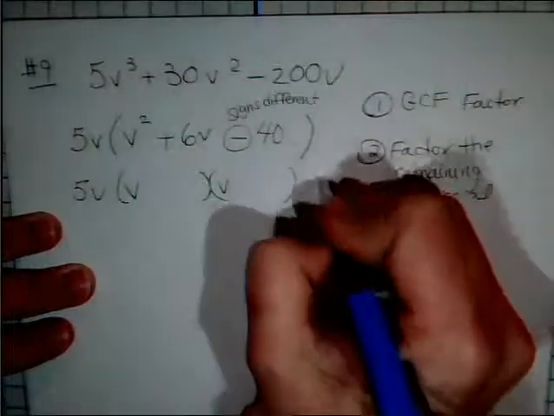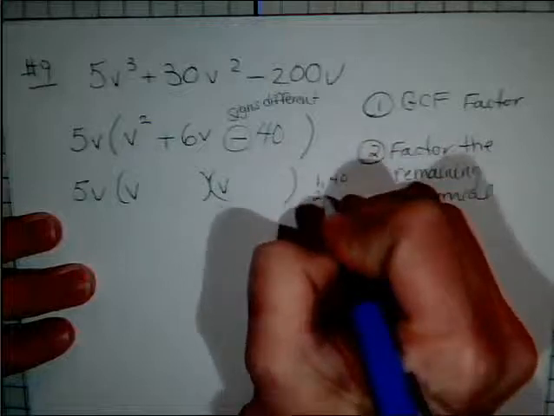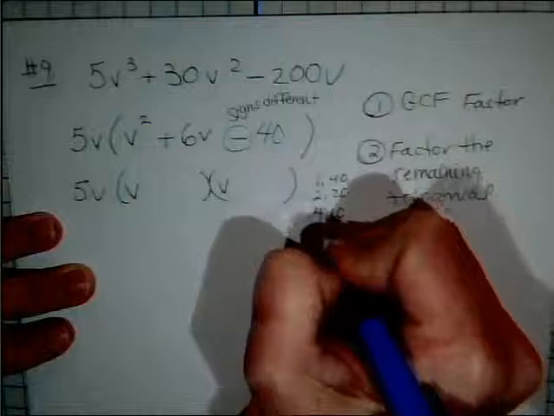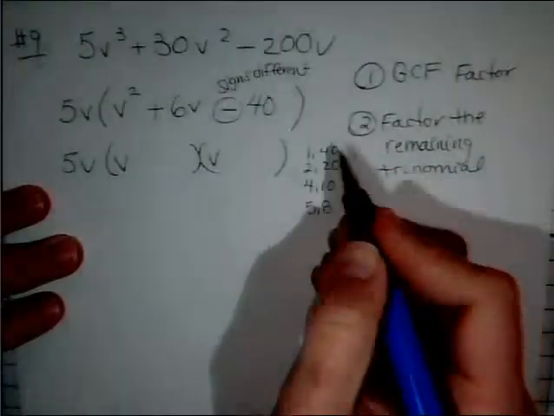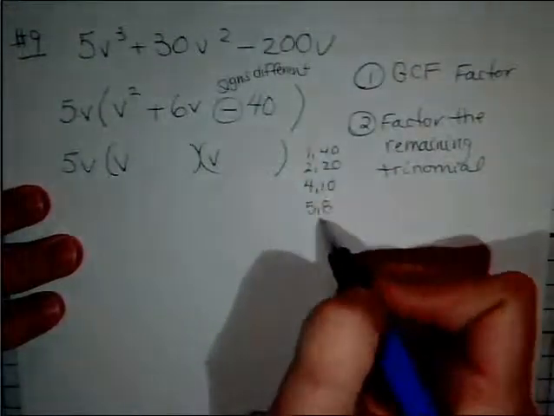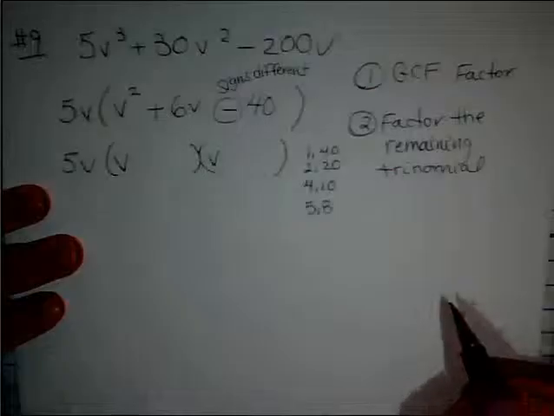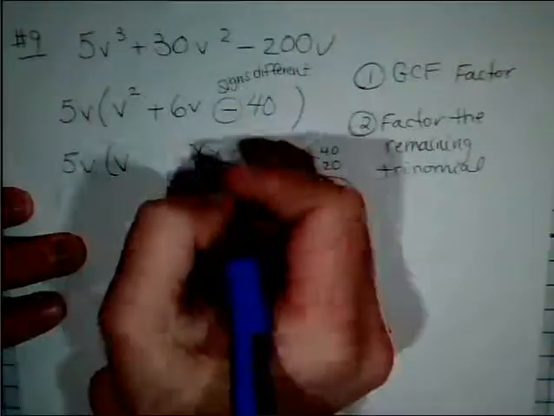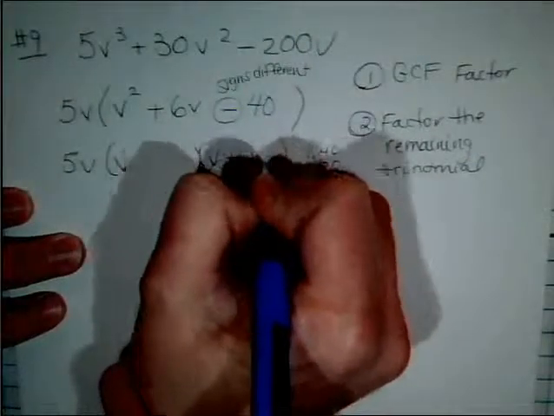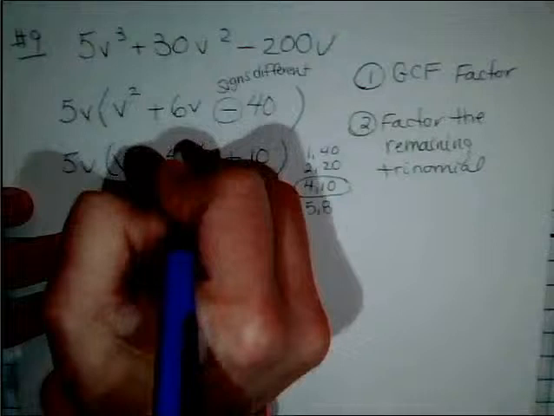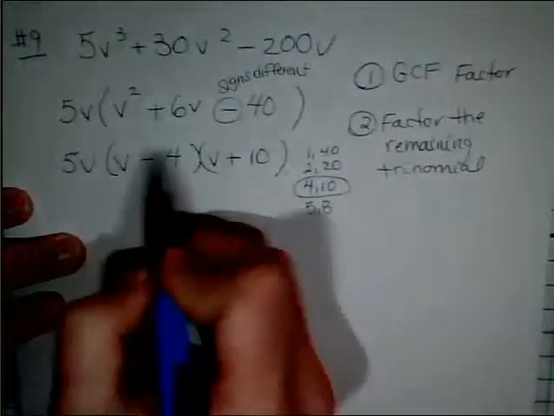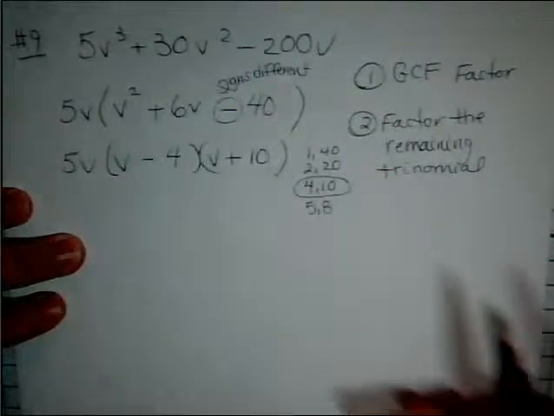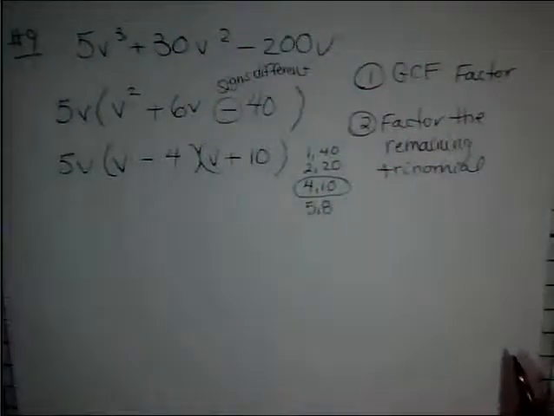And what are your factors of 40? Well, we got 1 and 40, 2 and 20, 4 and 10, and 5 and 8. Now, if the signs are different, then that means we're going to be subtracting these to give us a positive 6. 10 minus 4 is 6, and we need a positive 6, so that means that our 10 has to be positive, and our 4 needs to be negative. You can check it. v squared plus 10v minus 4v gives you 6v minus 40. And so we have finished factoring the whole thing.